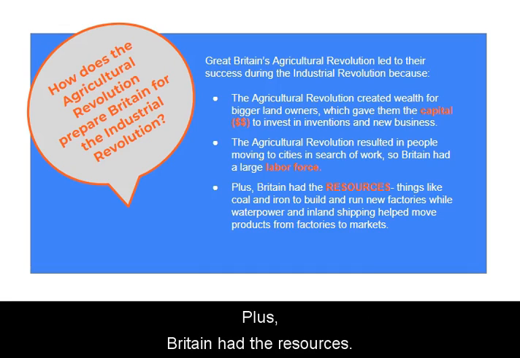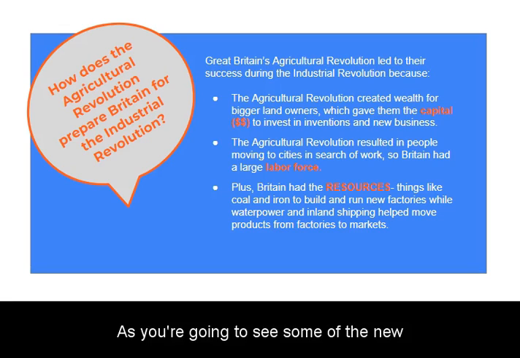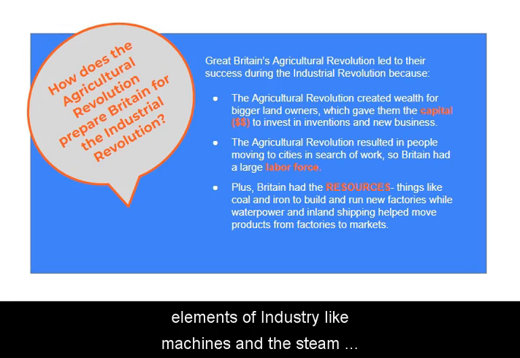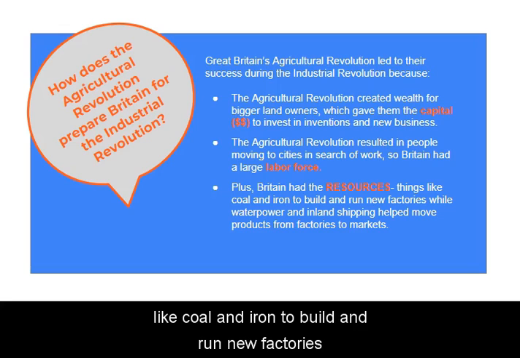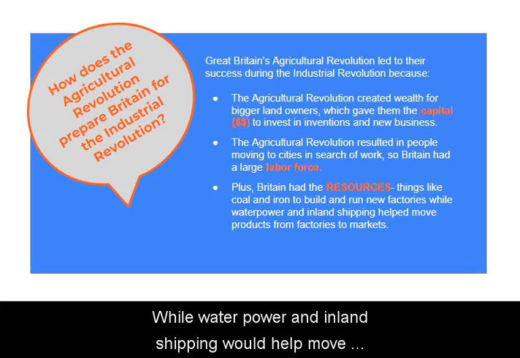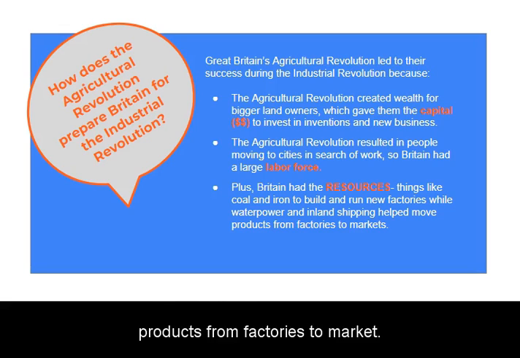Plus, Britain had the resources. As you're going to see, some of the new elements of industry like machines and these steam engines need raw materials. And Great Britain has things like coal and iron to build and run new factories, while water power and inland shipping would help move products from factories to market. So Britain was situated perfectly in order to take advantage of these new inventions and really push a new form of industry.